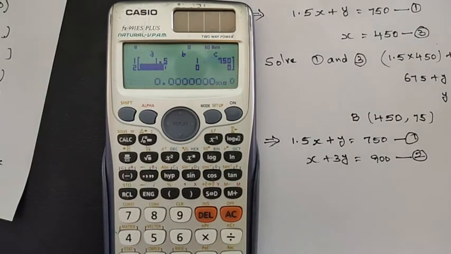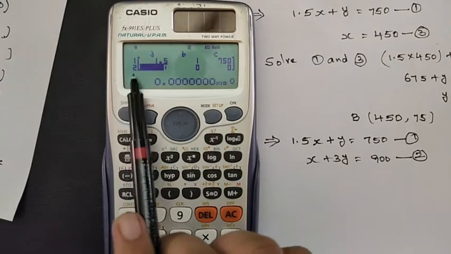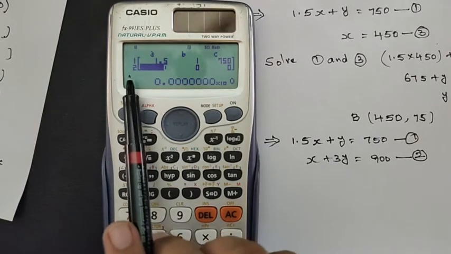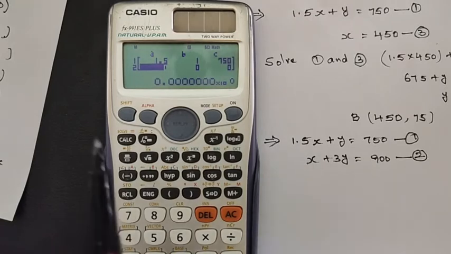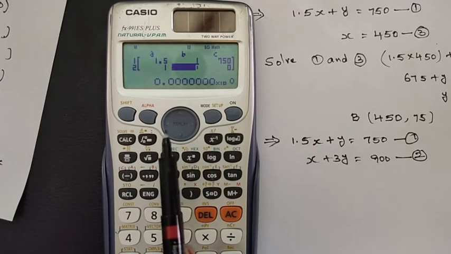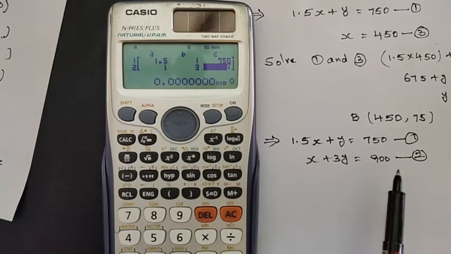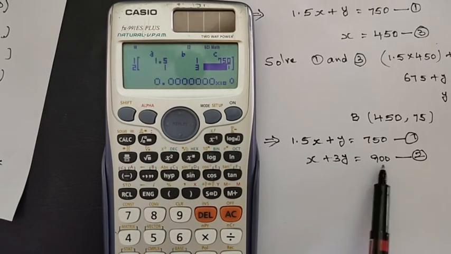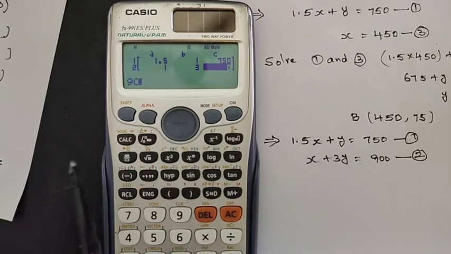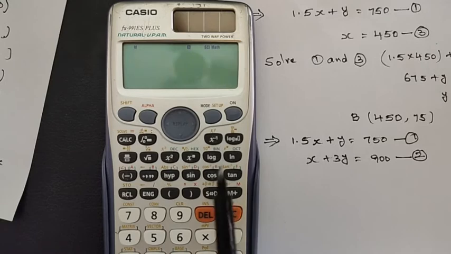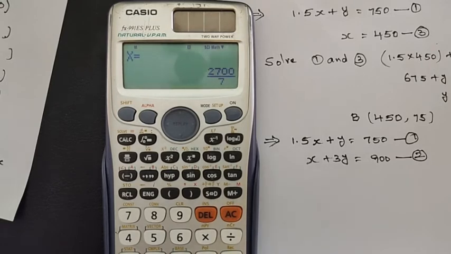So this is regarding the first equation. Next, coming to the second equation, here it is 2. So what is the coefficient of x? 1. What is the coefficient of y? 3. What is the C value? 900. So if you press equals, then you will get the values of x and y.